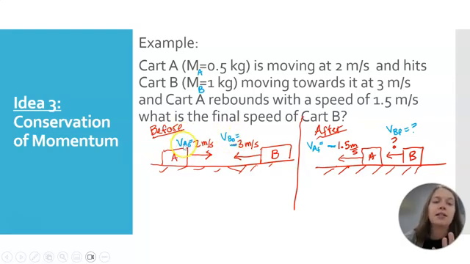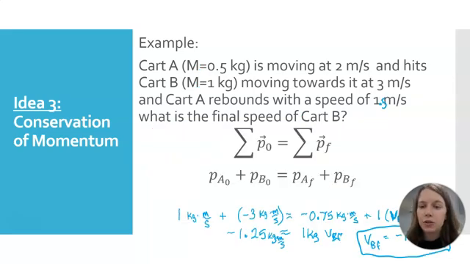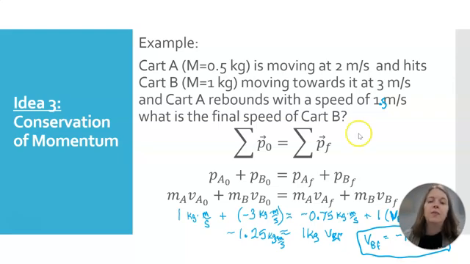So this is the velocity A had initially. This is the velocity B had initially. This is the velocity A had after the collision, so we'll call that negative because it's to the left, and we're looking for the velocity B had after the collision. So with this picture, we can then use our conservation of momentum equation with the idea that we're calculating the momentum of each object before.